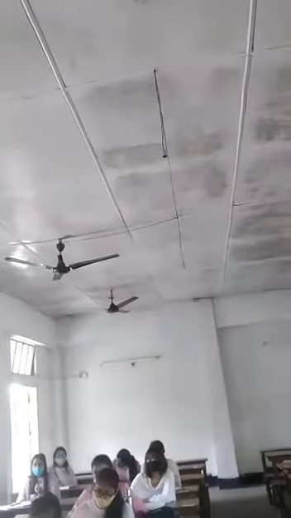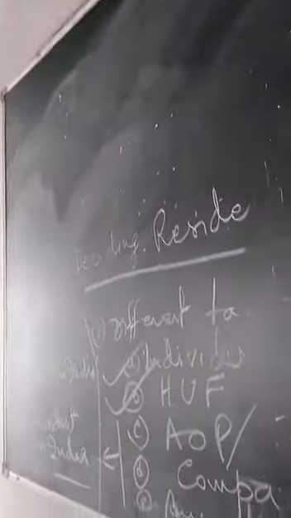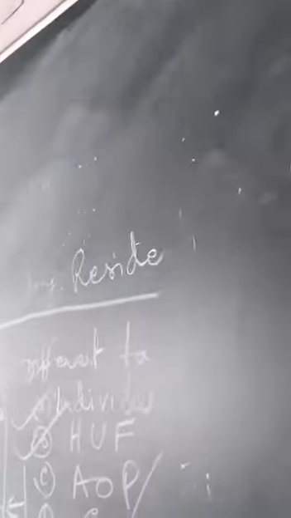Suppose he could not satisfy. Then condition B: he is in India for a period of 60 days or more during the previous year, and 365 days or more during 4 years preceding the previous year.